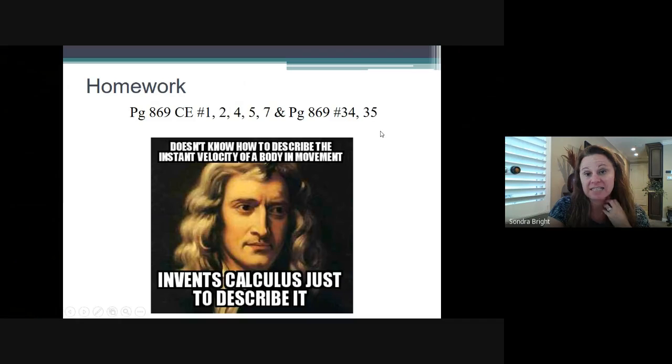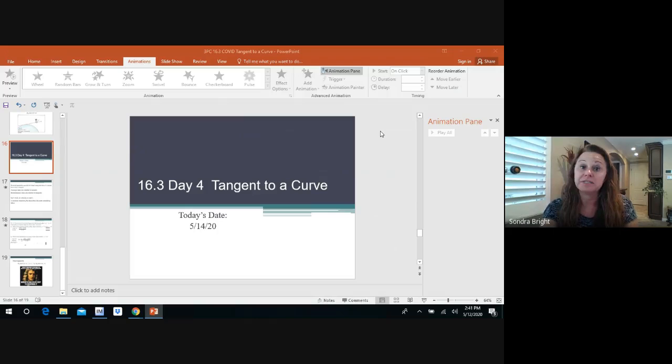This is Isaac Newton, by the way. He doesn't know how to describe the instant velocity of a body in movement, so he invents calculus just to describe it. Isn't he special? He was pretty special.